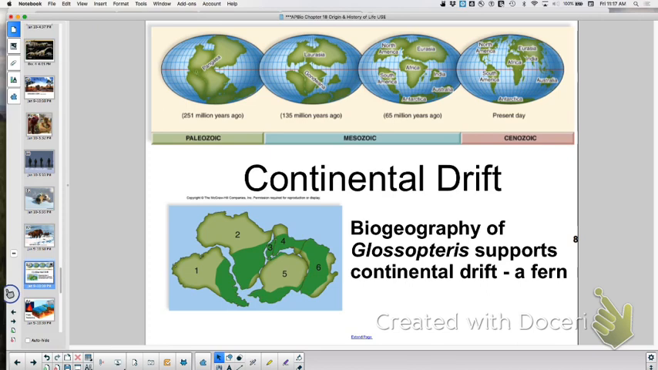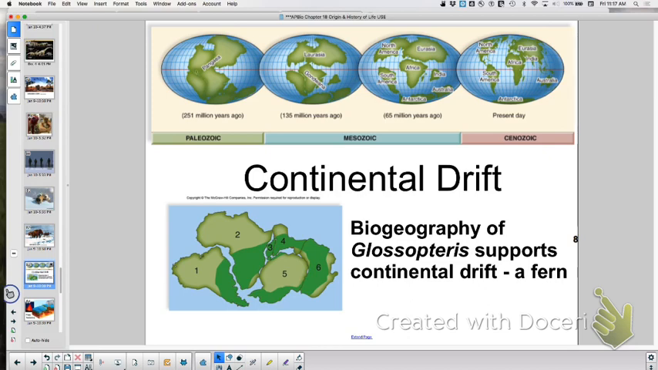It also explains the unique mammalian diversity on different continents. So number one, just in case you missed it, explains why several different continents mirror each other and have shared geologic structures. And then number two, unique distribution patterns of several fossils. And three, explains several unique mammalian diversity on different continents.